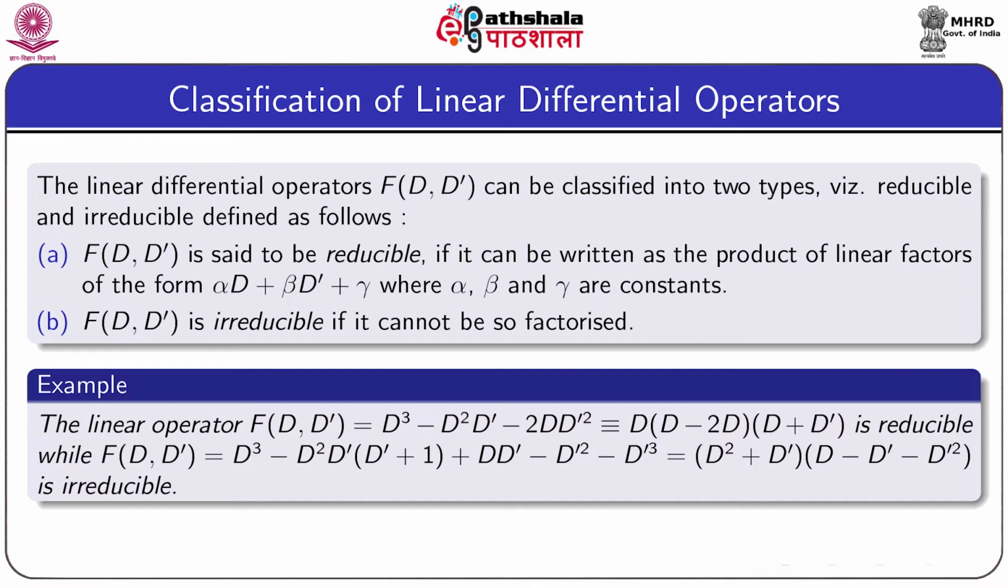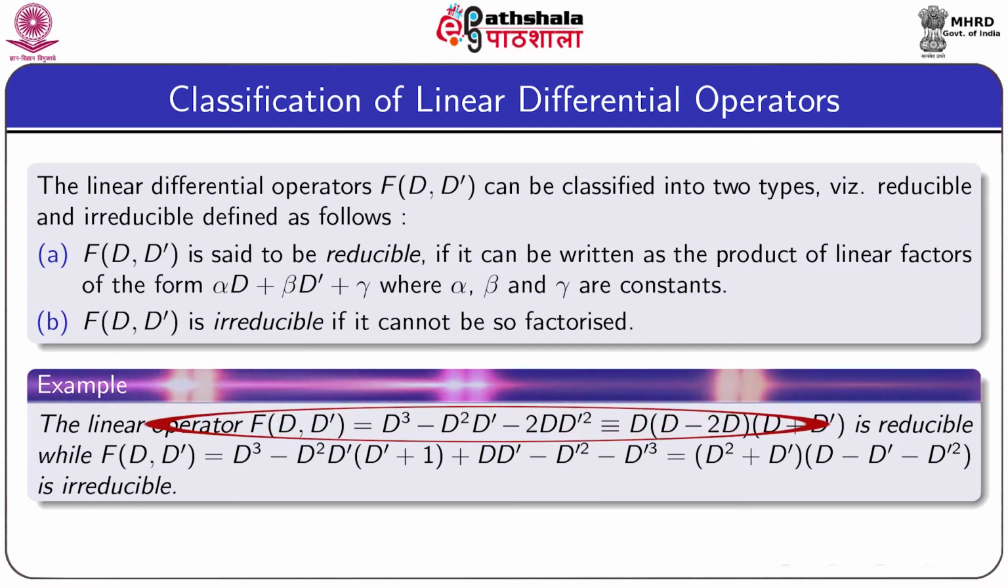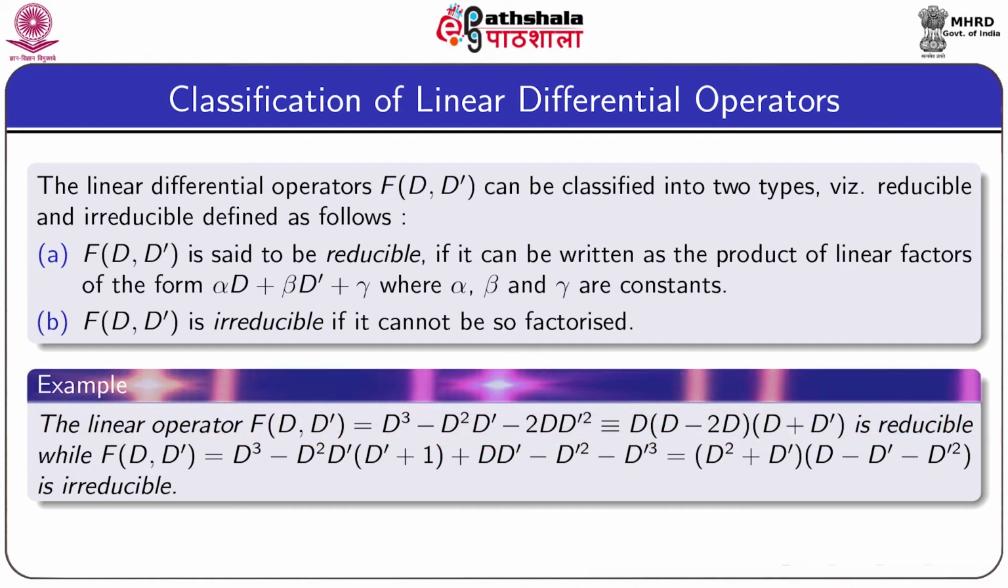Now, I am taking one example where you can see one reducible and another irreducible operator. In this example, capital F is D cubed minus D squared D' minus 2 D D' squared. Now, if we factorize this F, we get the factors D into (D minus 2D') into (D plus D'). In these factors you can see that all the factors are linear.